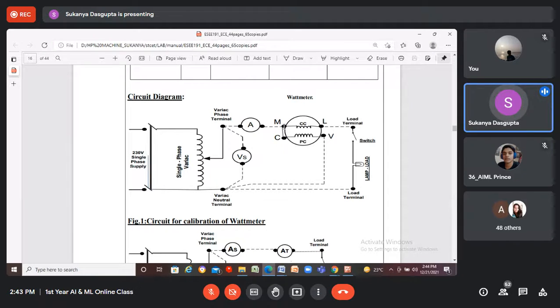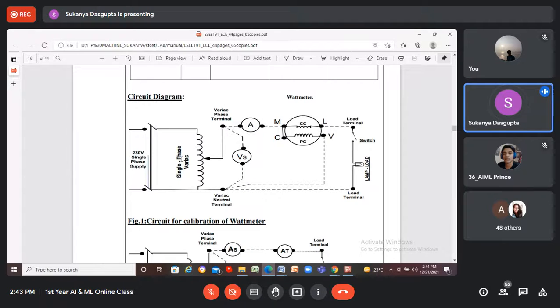And M will always be connected with the mains side, the supply side, and L should always be connected to the load side. Here, the load is a bulb load, which is connected with this wattmeter in series via a switch. That means whenever this switch is closed, the circuit will be closed, and this wattmeter and this ammeter will be connected with the load.